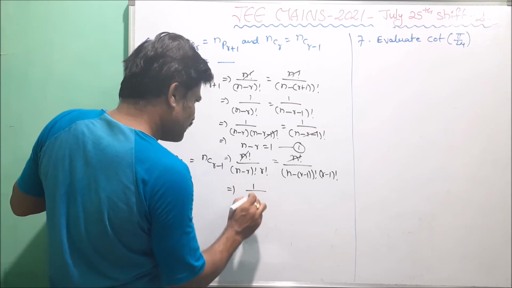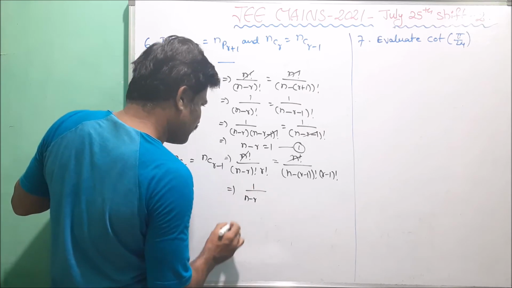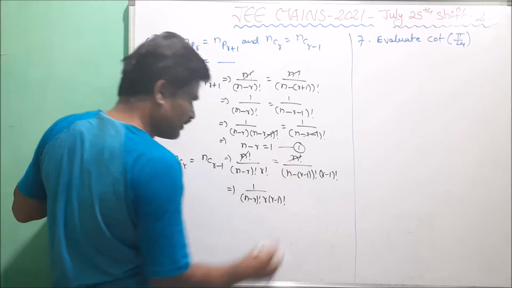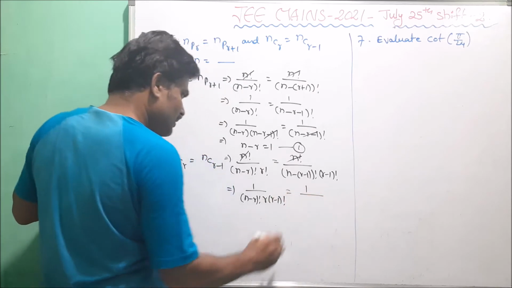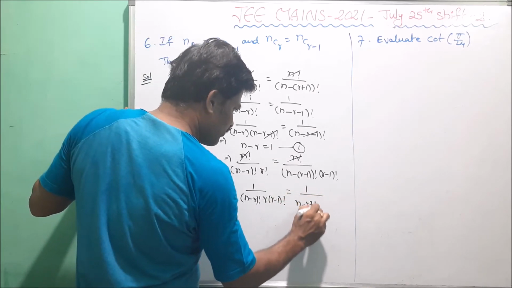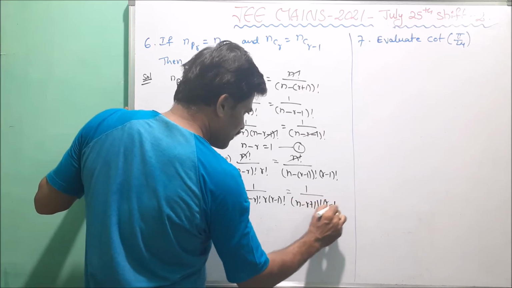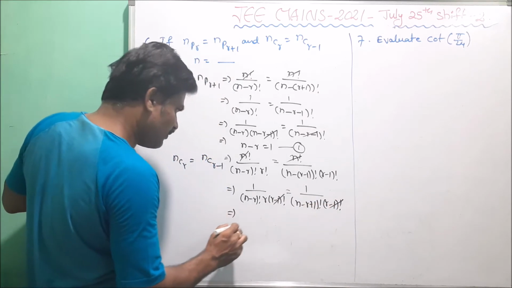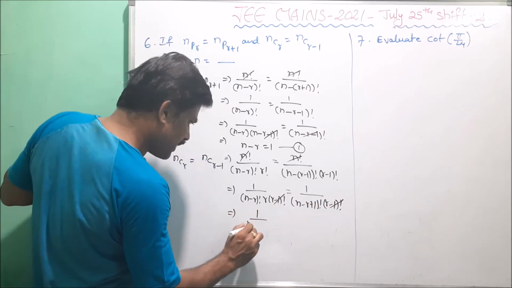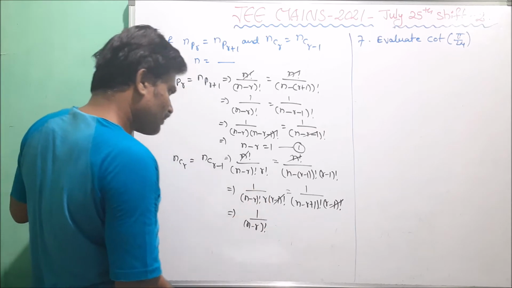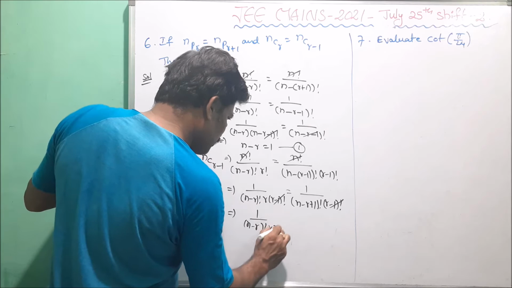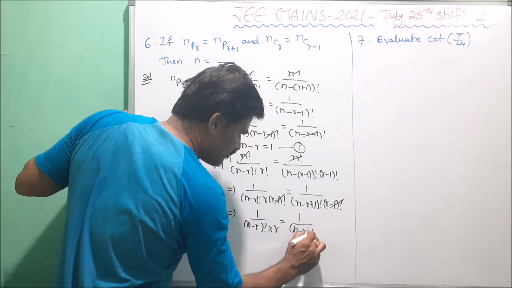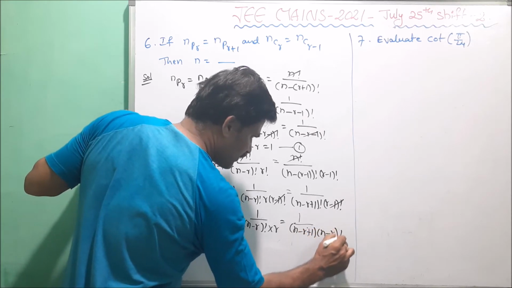And also here we write 1 by n minus r factorial into r minus 1 factorial. On the right side we write n minus r plus 1 factorial into r minus 1 factorial. So r minus 1 factorial will be cancelled on both sides. Then we write 1 by n minus r factorial into r, then 1 by n minus r plus 1 into n minus r factorial.